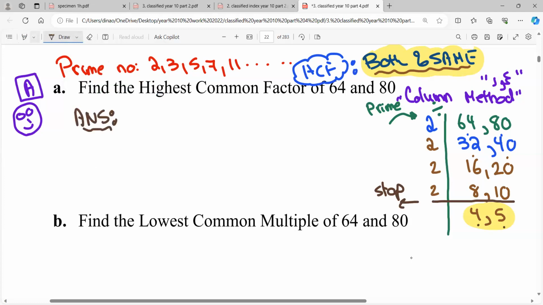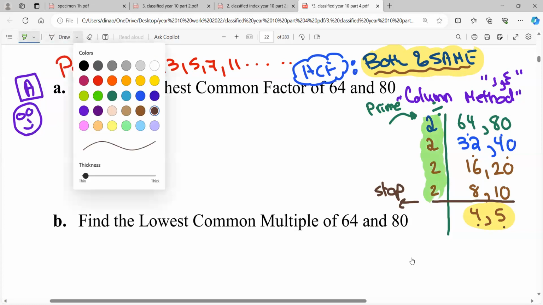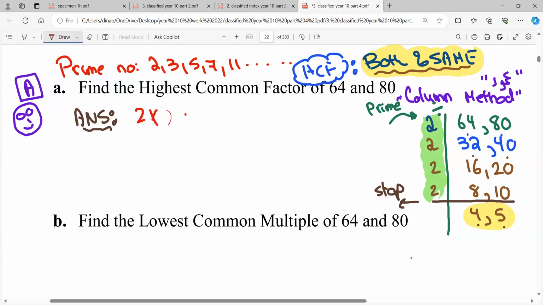My answer is, let me use another highlighter. My answer is the numbers on the left multiplied: 2 times 2 times 2 times 2. And then you have to write your answer, which is, of course, 16. تمام. So 16 is the highest common factor.